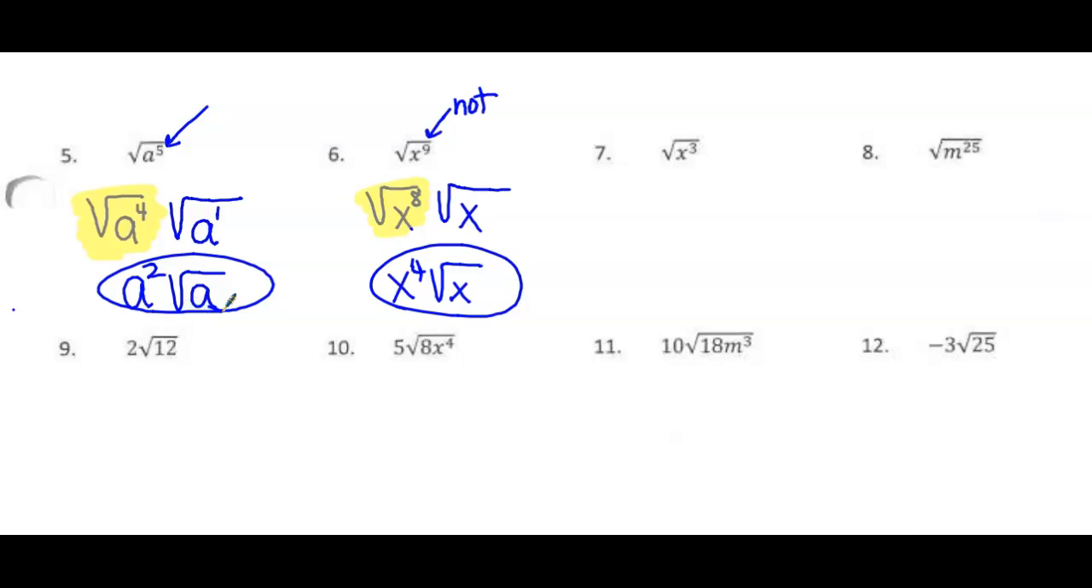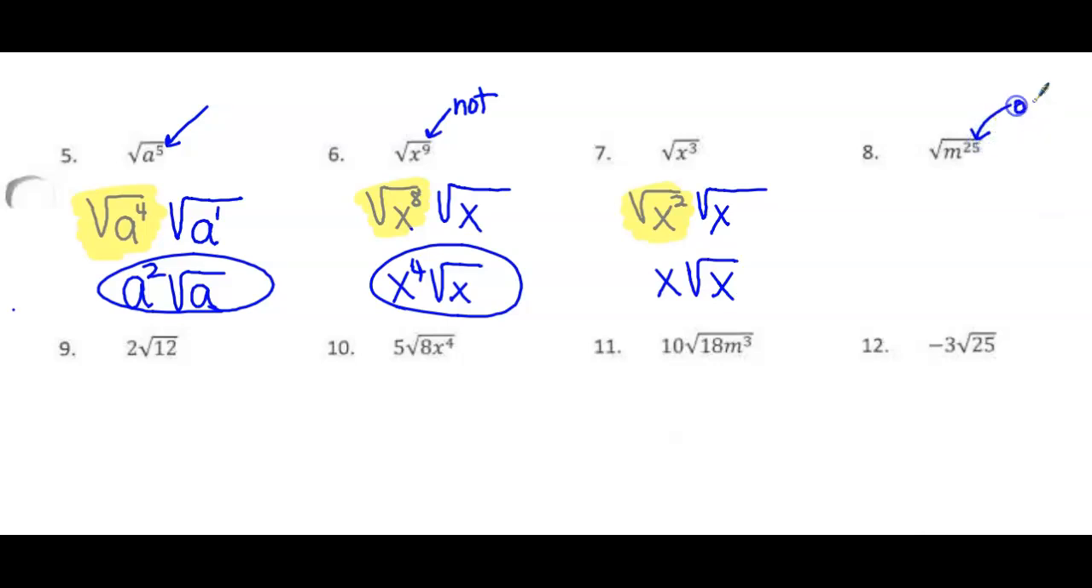X to the 3rd, not a perfect square. We break it down to 2 square roots. X to the 2nd and x. X to the 2nd is a perfect square because it's an even power, so that is x, the square root of x. Last one. Remember again, don't get confused.